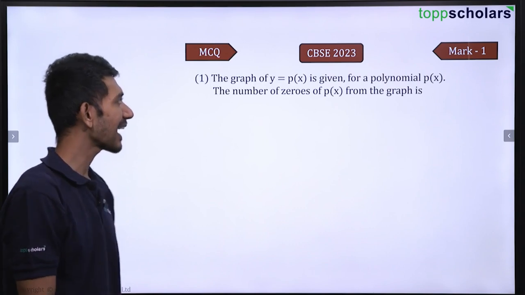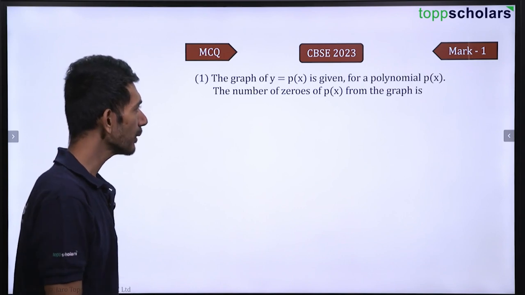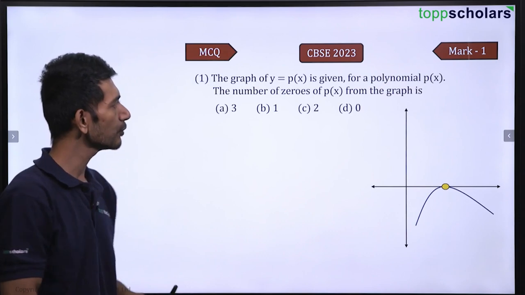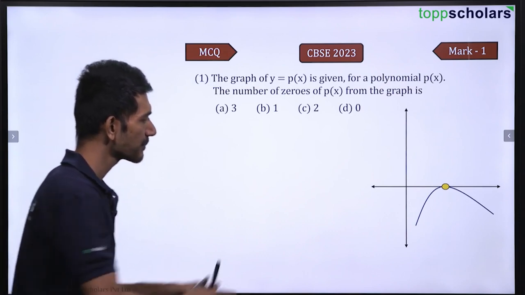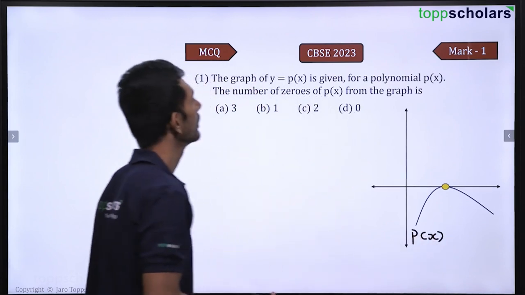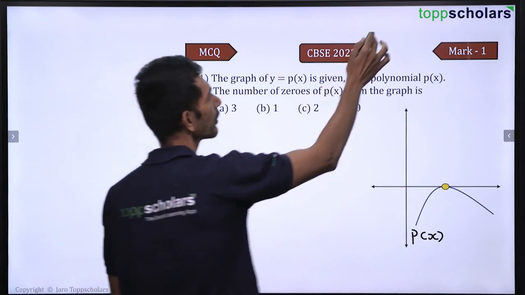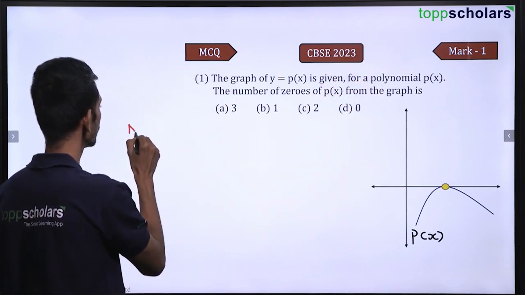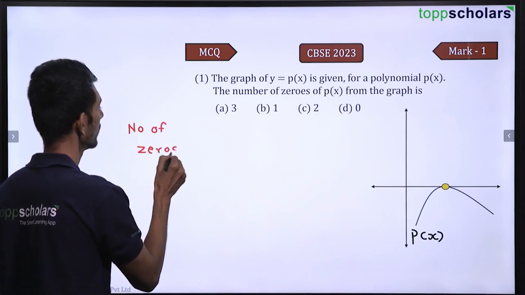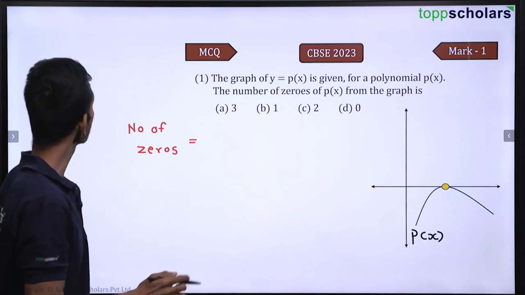Now the question says the graph of y is equal to p of x is given for a polynomial p of x. Okay, so the graph is given here. This is the graph. So this is a polynomial p of x. The question says the number of zeros of p of x from the graph is. How do we find out the number of zeros? So number of zeros, please make a note of this. We're solving such type of question for the first time, but it is very simple.